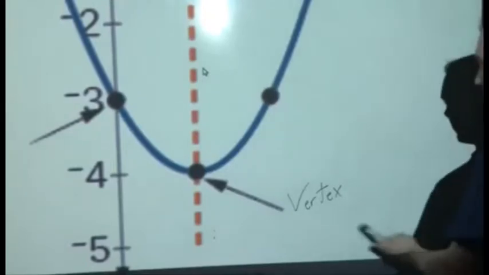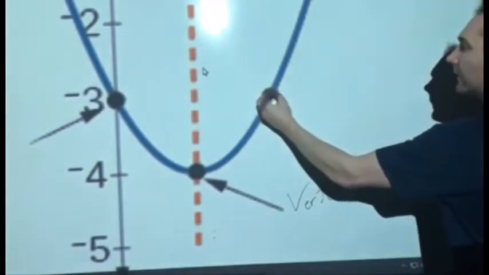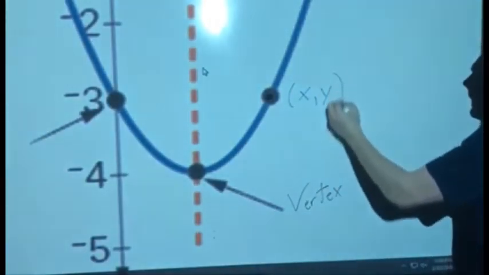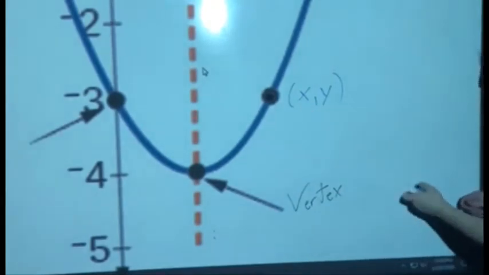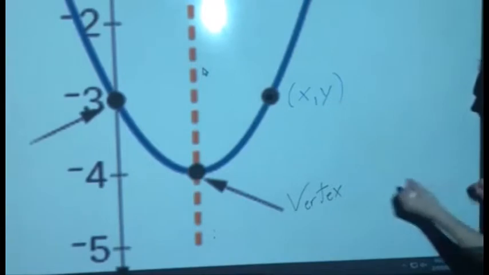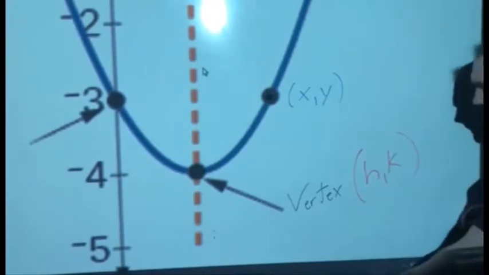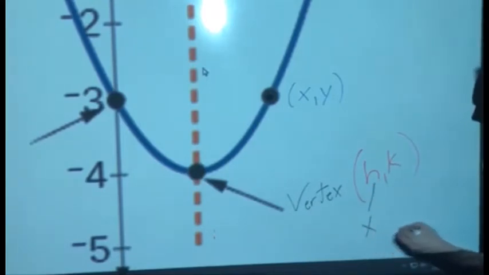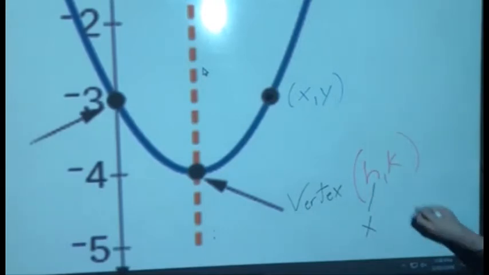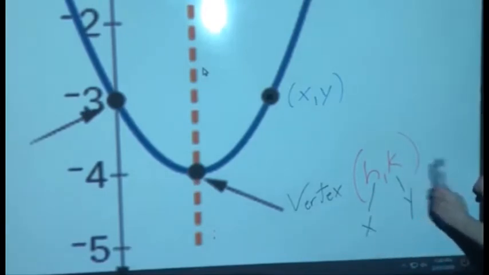Now, one important thing to note about a vertex is, say we have any ordinary point here. Its coordinates look like x and y. X being our first point, y being the second one here. Vertex also has an x and y, but we don't call it x and y. It's labeled h and k. Now don't ask me why they picked h and k. Just know that h is referring to the x value, the x coordinate of your vertex, and k is the y value, the y coordinate of your vertex. So when we talk about a vertex, we're looking for the h and k points.